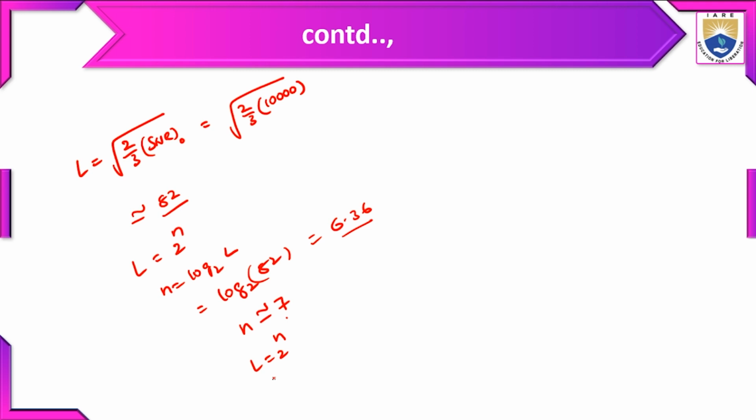For the second part we are starting. So 2 power n means 2 power 7. So what you got? You can use it directly, 2 to the power 7. You got 128. So L equal to 128 levels.